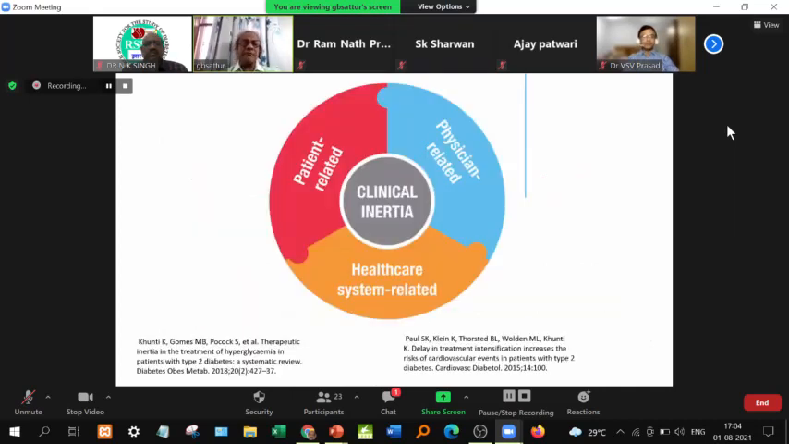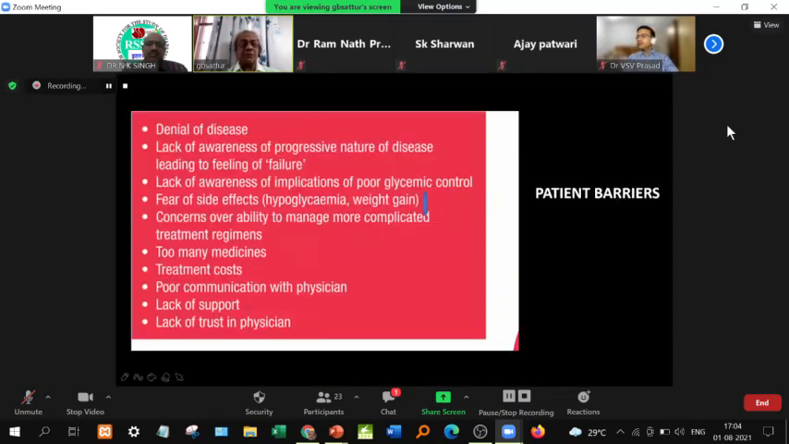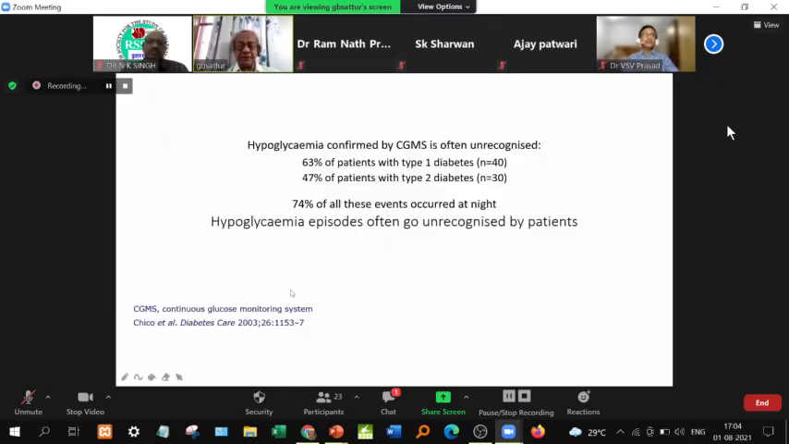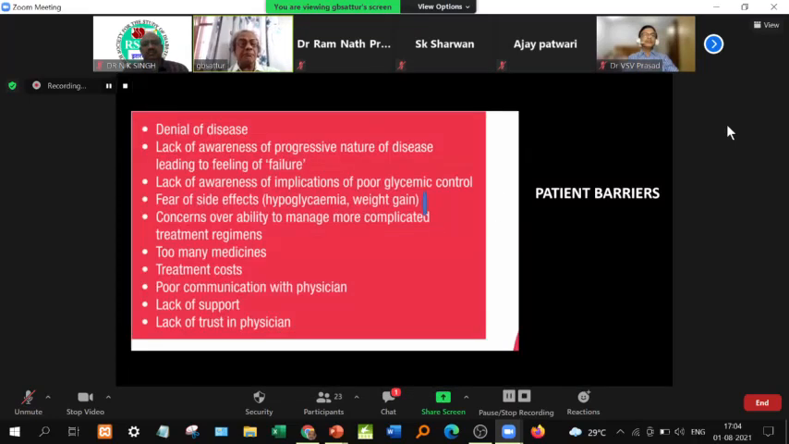Now, what could be the factors? It could be patient-related inertia, physician-related, or healthcare system-related. I'll not go into the details, but just to make it important here, what happens with the patient barriers? You can see that among the patient barriers, although it falls fourth, hypoglycemia is the most important concern for any patient or even a doctor.